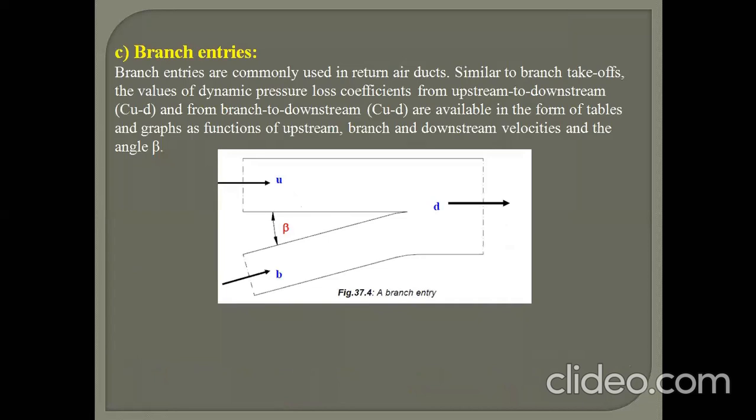Okay, it is opposite to branch takeoffs, where the various branch entries are submerged into a single duct as shown here. So branch entries are again commonly used in return ducts. In case of return or mixing of the air, the exhaust air from various rooms is taken out and submerged into a single duct, and this duct then supplies this recirculated air to the air handling unit. So this branch entry is again similar to branch takeoffs.